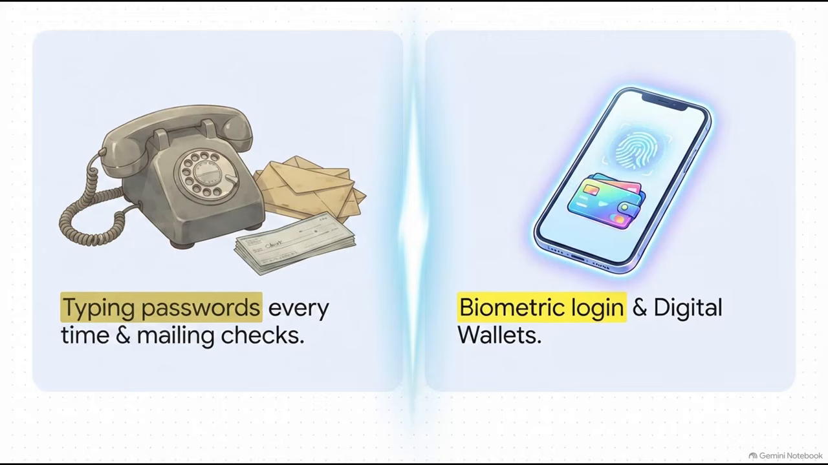The old way of managing utility bills was, let's be honest, pretty clunky. You had to type in complex passwords every single time you wanted to just check your balance. Or worse, you were actually mailing physical checks. But the new way? It's sleek. It's modern. Once you're registered, the mobile app allows for biometric logins, meaning you just use Face ID or your fingerprint to securely snap right into your account. And paying? That's now seamlessly integrated with modern digital wallets.